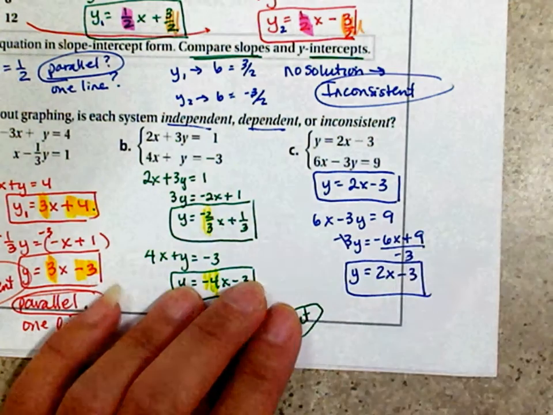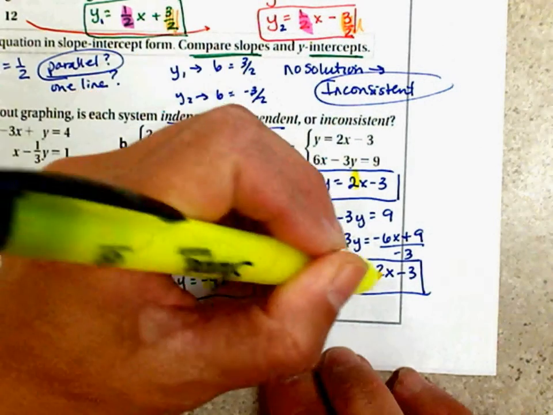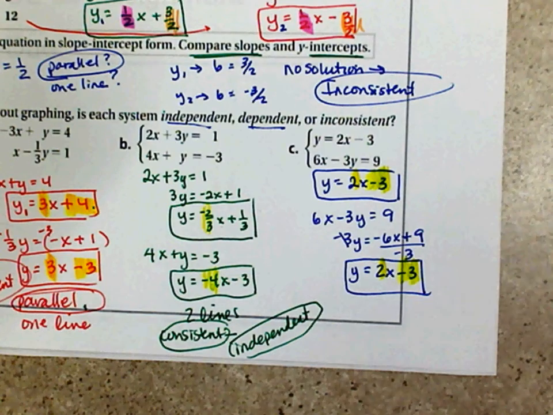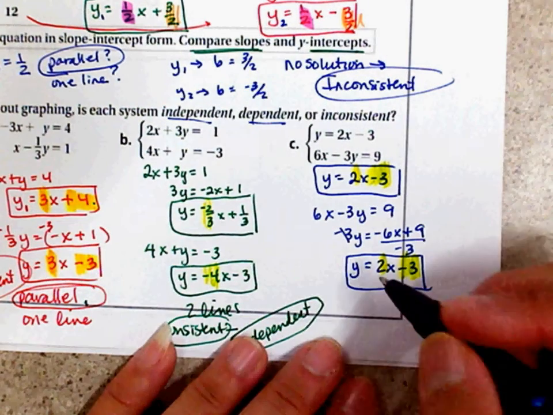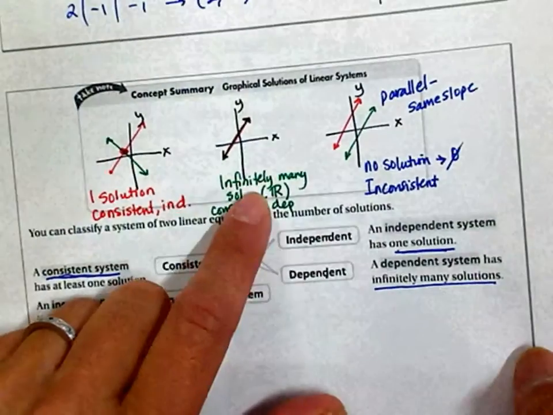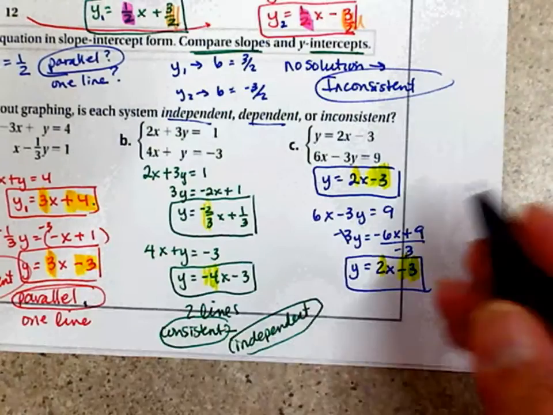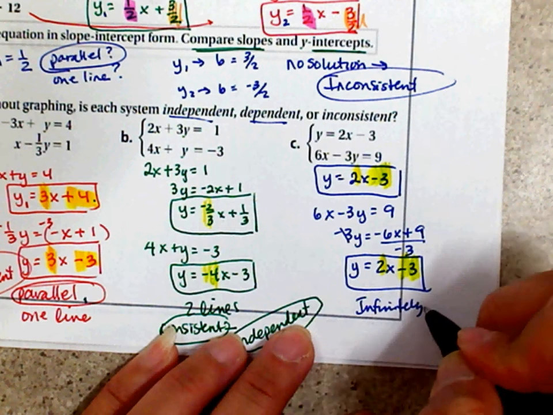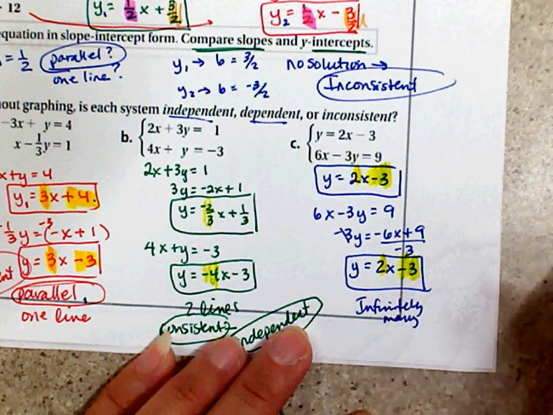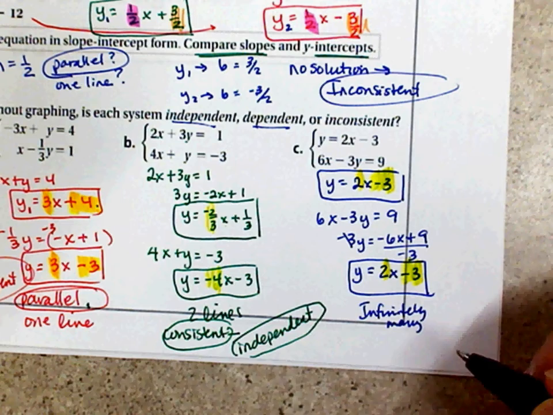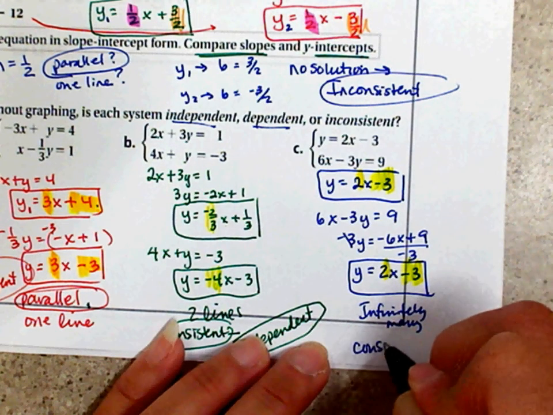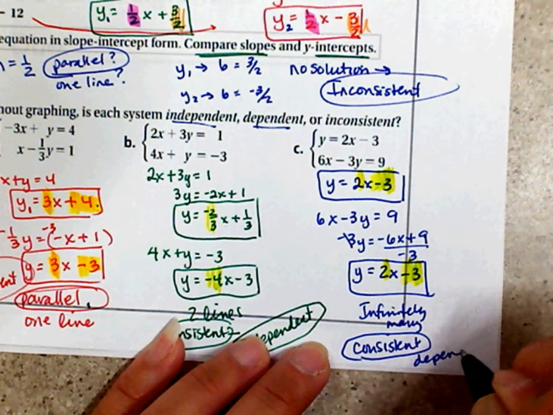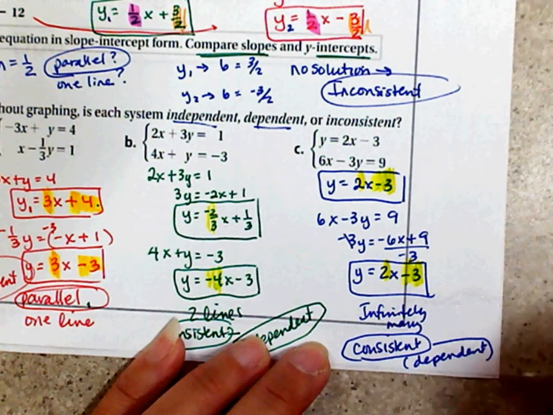Now let's compare these guys. Slope's the same. Y-intercept is the same. Do you see how they look exactly the same? That means this is one line on top of the other. And if it's one line on top of the other, you will have infinitely many solutions. Okay? So infinitely many solutions, which tells you that it is going to be consistent. And the lines depend on each other because it's actually the same line. So that would make them dependent.